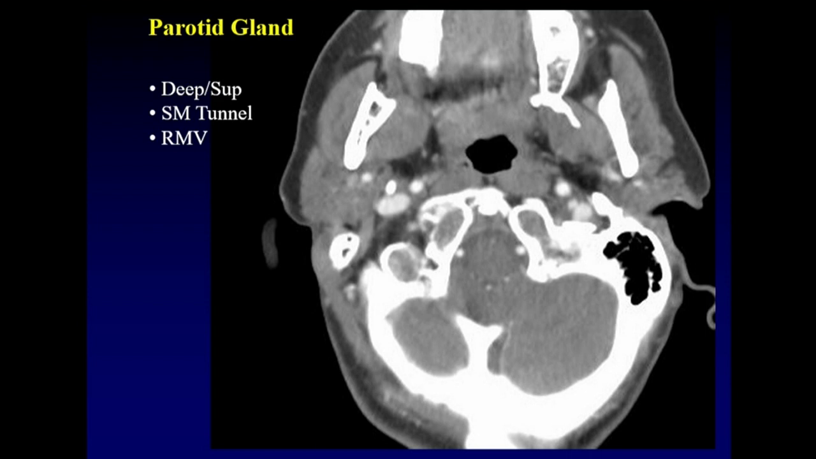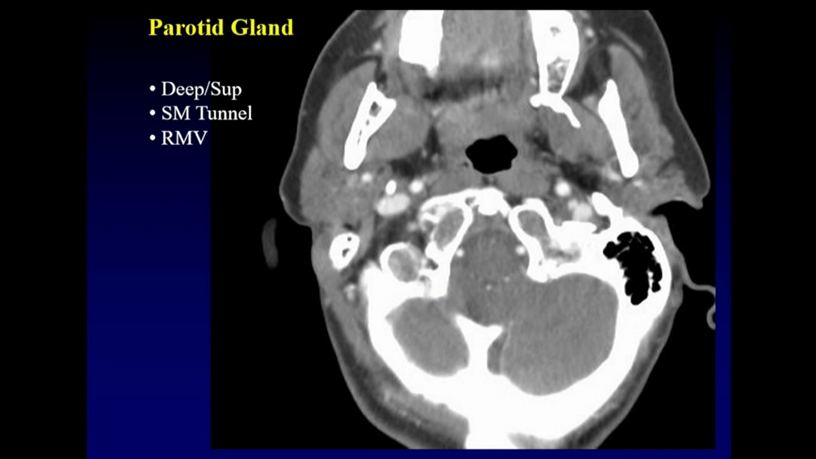So let's talk about the parotid gland. The parotid gland has deep and superficial lobes, right? And they are divided by the facial nerve. The problem is we can't see the facial nerve on most imaging. And so what we do is we use the retromandibular vein as a radiologic marker approximating where that facial nerve is located. And we'll use that retromandibular vein to divide the superficial and deep lobes of the parotid gland.